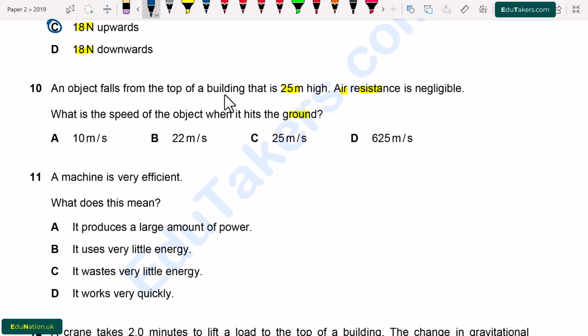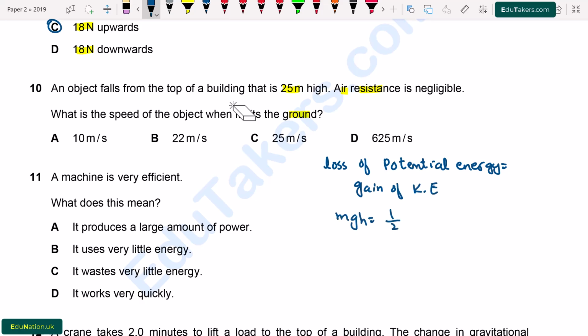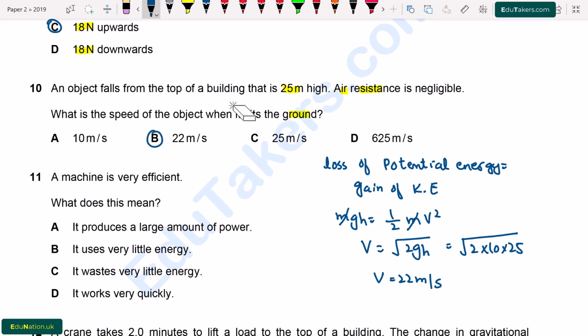So I use here the concept that loss of potential energy is equal to gain of kinetic energy. The potential energy is mgh while the kinetic energy is half mv squared. The mass cancels with mass, so v is equal to the square root of 2gh. Now I am going to put in values: 2 multiplied by 10, and the height is 25 meters, so the value of v will be equal to 22 meters per second. From here, option B is correct.